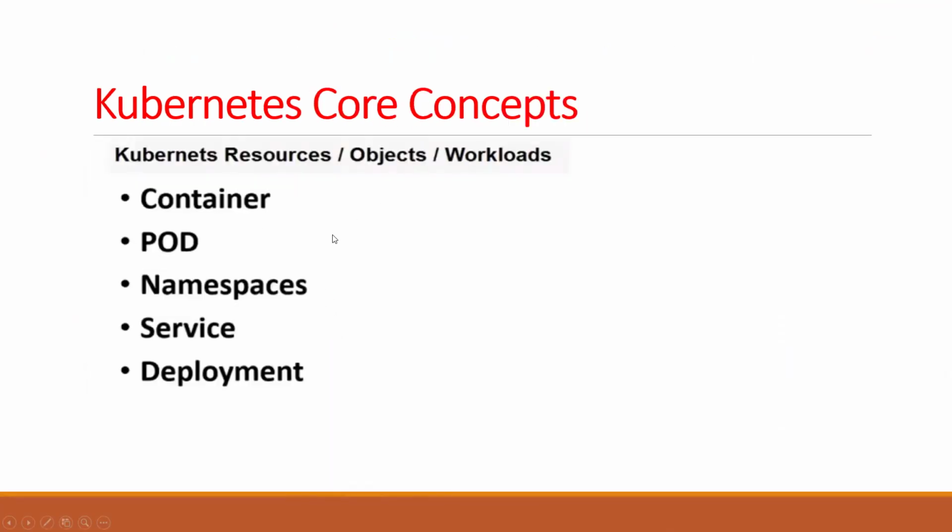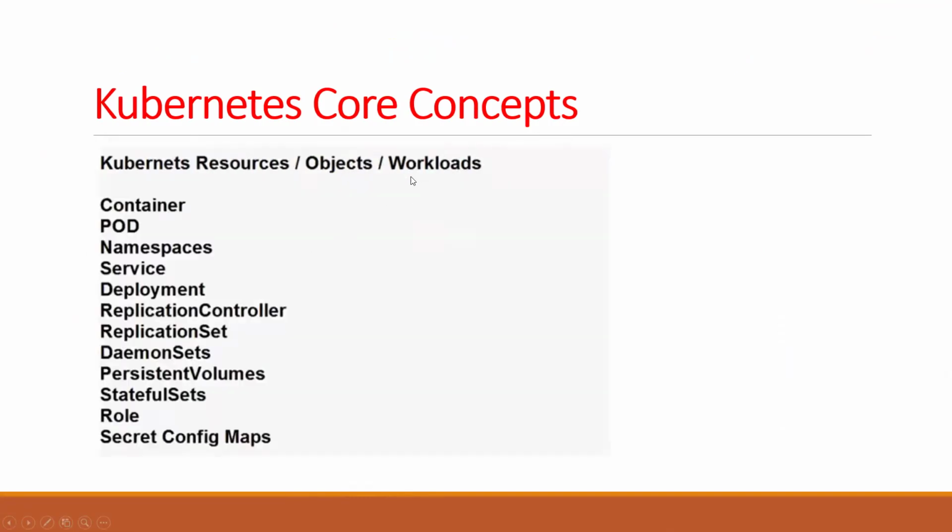Kubernetes core components, Kubernetes resources, objects, workloads. So what are the resources? What are those? The Kubernetes resources, objects, and workloads are the components: container, pod, namespace, service, deployment, replication controller, replica set, daemon sets, persistent volume, stateful sets, role, secret, and config maps.